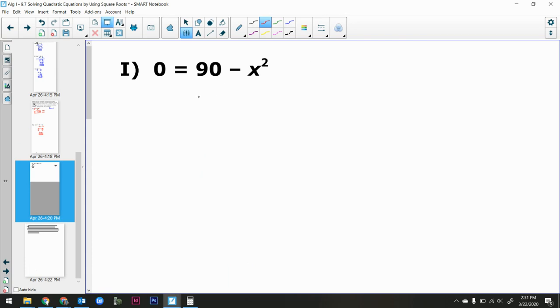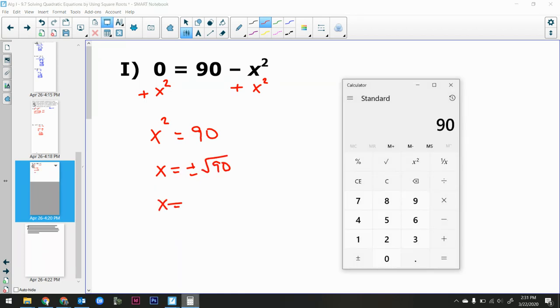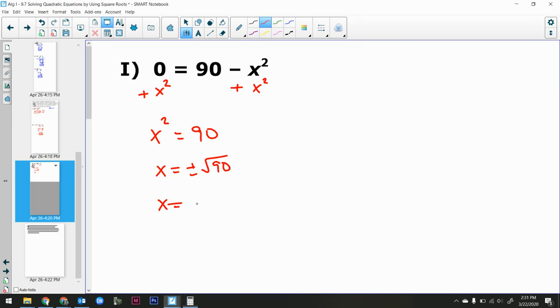Let's do a couple more. We would subtract 90 over to the other side, but wait, it's a little bit easier just to add x squared over to the other side. Okay, so that would be x squared is equal to 90, and then we square root it. Plus or minus the square root of 90, which is 9.49, plus or minus 9.49. Again, you can only do this decimal when it's not a perfect square.